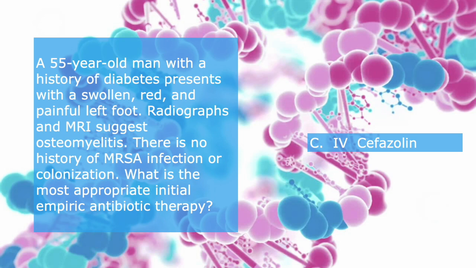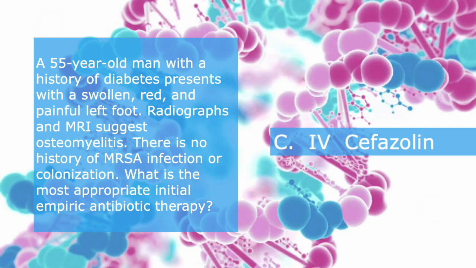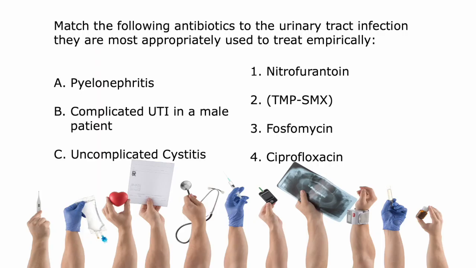If you chose C, IV cefazolin, you are correct because remember, osteomyelitis is commonly caused by Staphylococcus aureus, and in the absence of MRSA risk factors, a first-line anti-staphylococcal penicillin or cefazolin is appropriate. Vancomycin would be more suitable if there was a history of MRSA infection or colonization, and doxycycline and gentamicin are not standard first-line agents for empiric treatment of osteomyelitis. So, IV cefazolin is the answer.